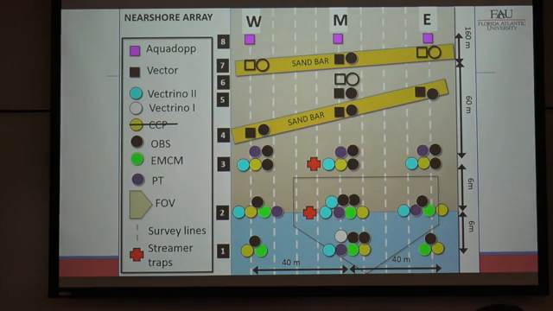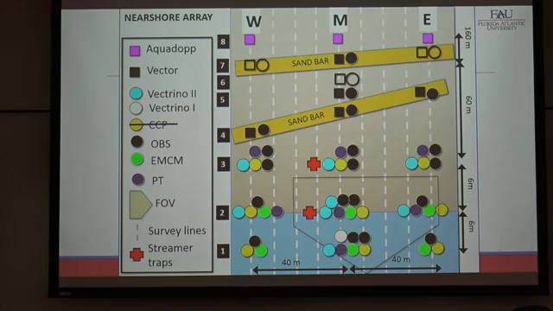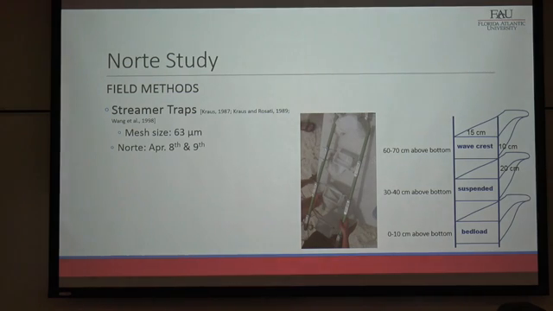This isn't to be too confusing, but this gives you an idea of how many sensors we had out there. We had something like 40 sensors measuring everything we could during this short time interval. I'm not going to talk about all the data we collected, but I am going to talk about the streamer traps that were put out in the near shore to measure sediment transport during the norte. So this is a streamer trap.